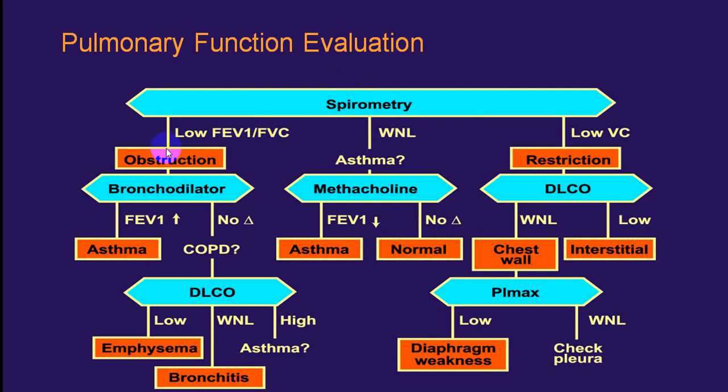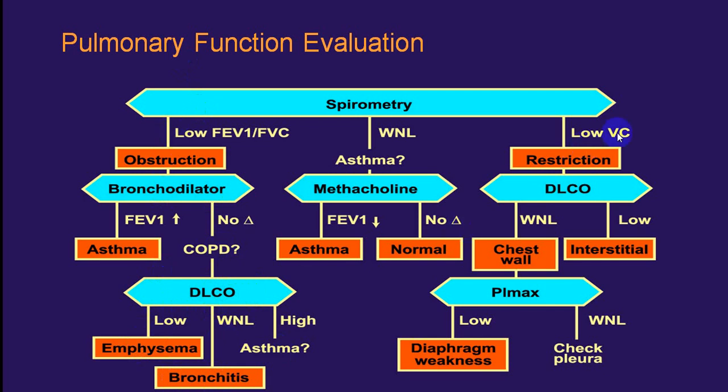If it is obstructive, you do a bronchodilator challenge test, and if FEV1 improves by more than 12%, asthma. No improvement, COPD. If you want to differentiate COPD between emphysema and bronchitis, you do a DLCO study. If DLCO is low, emphysema. If DLCO is normal, bronchitis. And if it is high, it is bronchial asthma. This becomes a very easy way of approach.